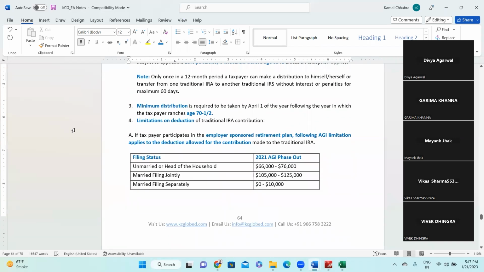A point is, if the taxpayer participates in the employer sponsored retirement plan. So if you are a taxpayer and you are already enrolled in the employer sponsored retirement plan, whether it's a defined benefit plan, or a contribution plan, or maybe any other benefit plan for the long term, then the following AGI limits apply to the deduction allowed for the contribution made to the traditional IRA.